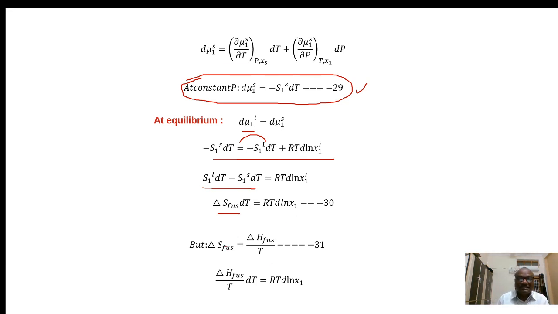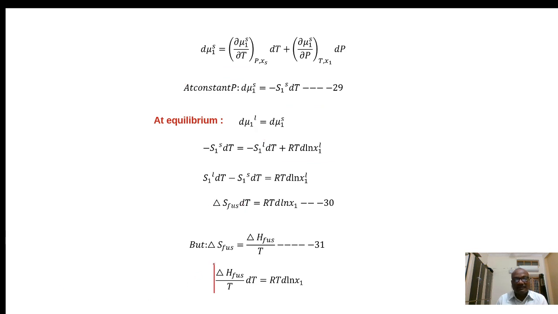But ΔS is equal to ΔH by T, we know. What is ΔH fusion? It is the molar enthalpy of fusion, and T is the freezing point of that liquid. So the molar entropy of fusion is equal to the molar enthalpy of fusion divided by its freezing point. On substituting this, we get ΔH fusion divided by T times dT is equal to RT d log x1.